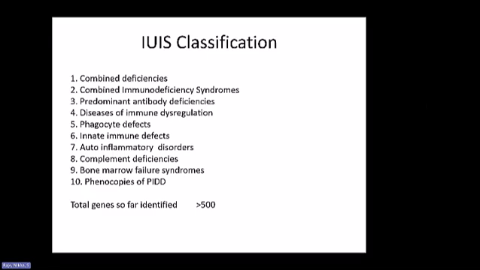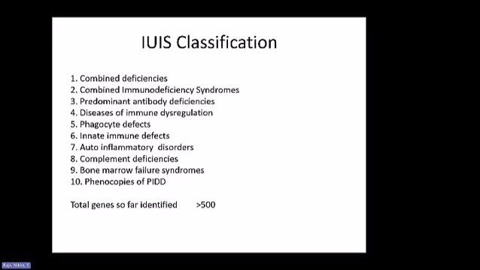This classification categorizes the immunodeficiencies into 10 different categories: combined immunodeficiencies, combined immunodeficiency syndromes, which means other systems are involved as well, antibody deficiencies, immune dysregulatory disorders, phagocytic disorders, innate immune defects, autoinflammatory disorders, complement defects, bone marrow failure syndromes, and then the phenocopies of immunodeficiencies. The phenocopies are typically not genetic.